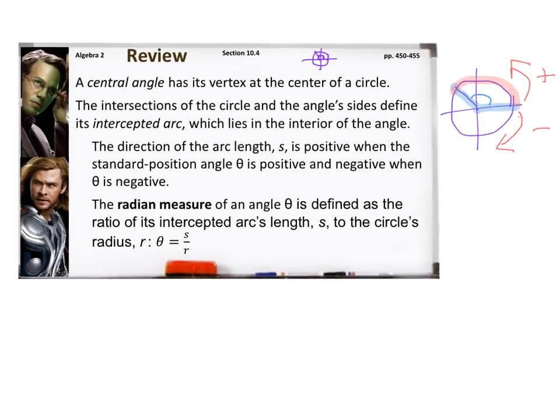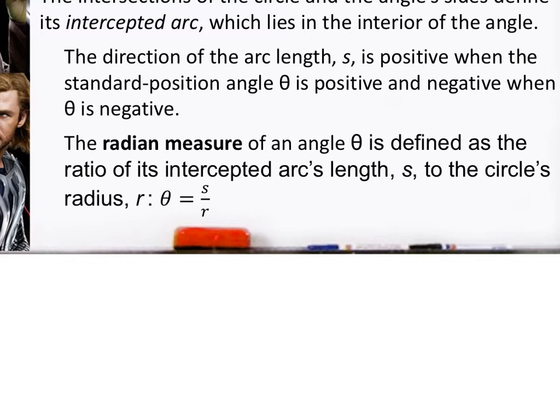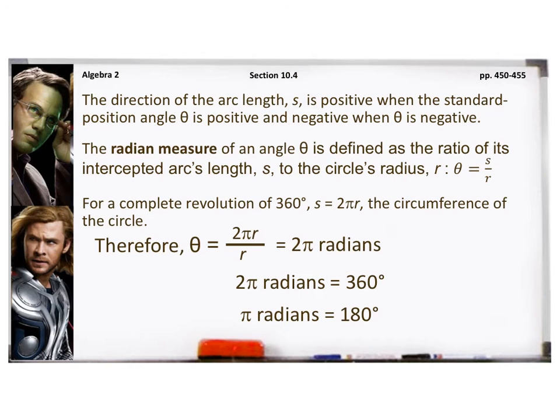The radian measure of an angle is defined as the ratio of its intercepted arc's length, S, to the circle's radius, R. So we end up with this equation: theta, the angle, is equal to S, the arc length, divided by R. Another way to look at this is that if I multiply both sides, S is equal to theta times R. Arc length is theta times R. The direction of the arc length S is positive when the angle is positive and negative when the angle is negative.